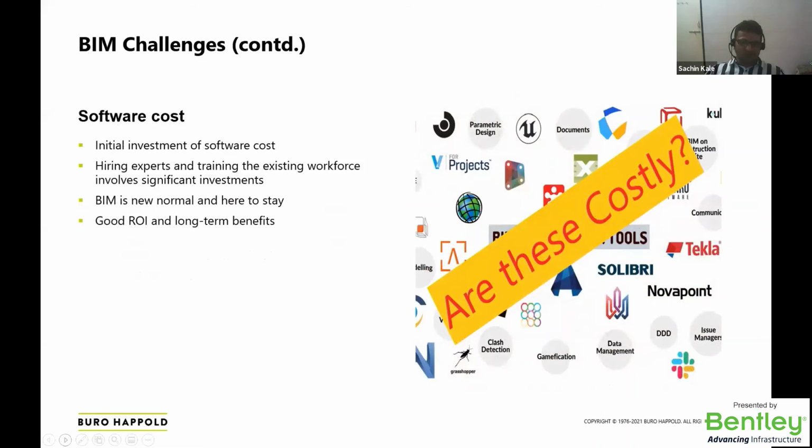Software cost. Yes, we may feel that the software is costly, but this is only the initial cost that we feel. The challenge that we see is hiring the experts and training them. The training of your staff will consume much of your cost, but the ROI that we will be getting down the line is very good, because BIM is here to stay. BIM is not going to go away from the industry, it is here for good, and you will definitely be seeing the ROI that we get from the various tools.